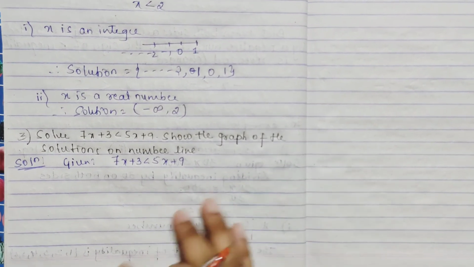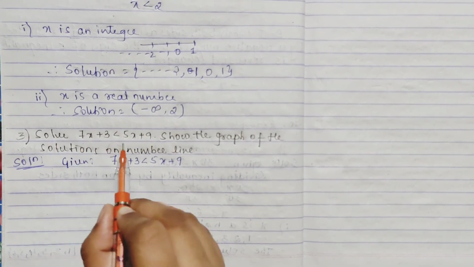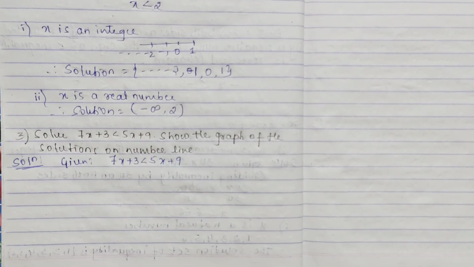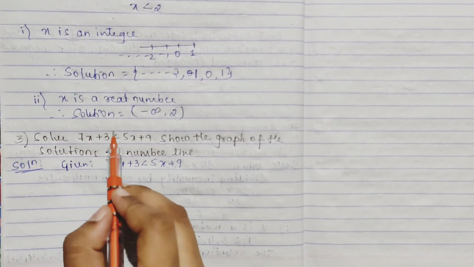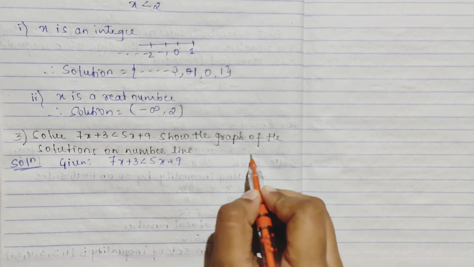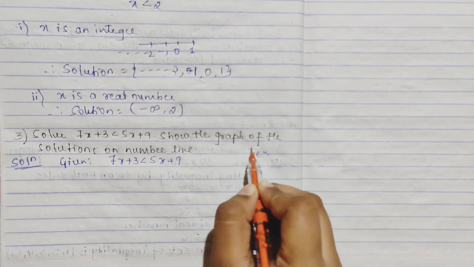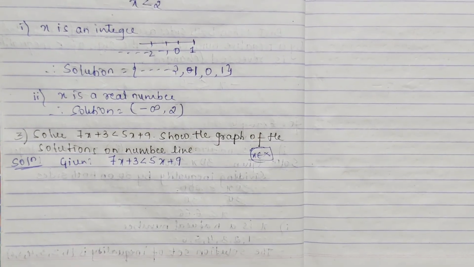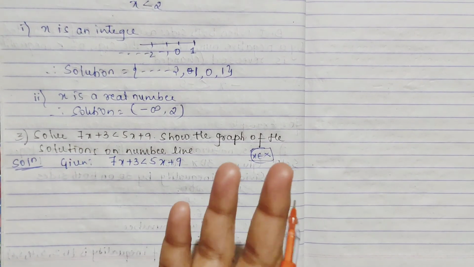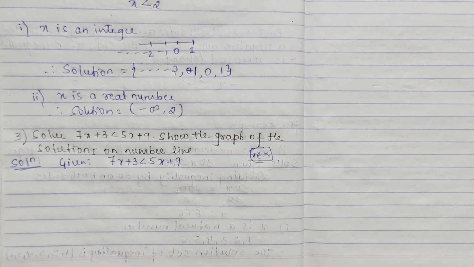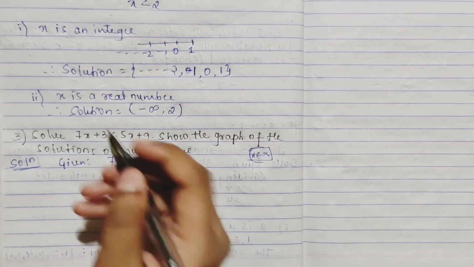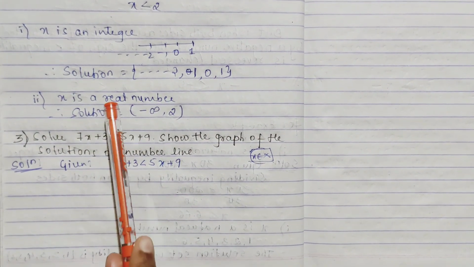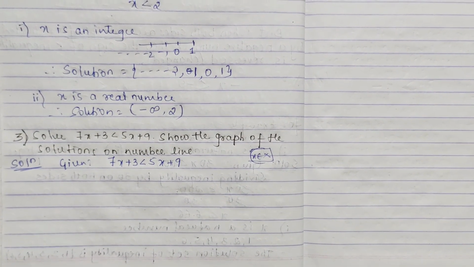Let's take one more example. Solve 7x plus 3 less than 5x plus 9. Here they are asking just to solve. Whenever they ask just to solve, you have to just find your x values. When they have not specified whether x is a natural number or an integer, x belongs to the real numbers. You just write it like the solution set, like we have done previously.